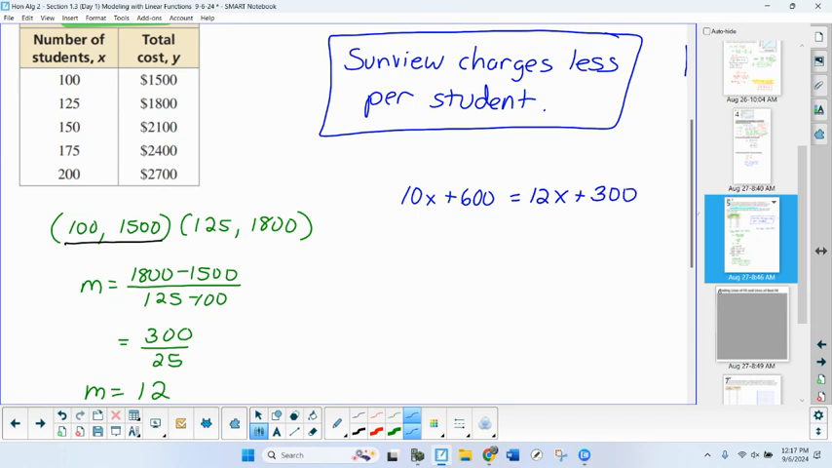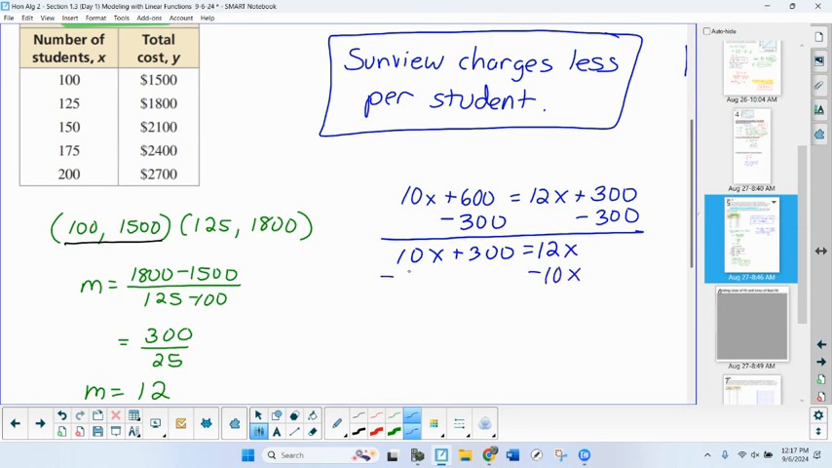And we solve this. So what am I going to do to solve this one, McKenna? 10x plus 600. Oh, you already did that. You have to subtract 300. Okay, she's doing it differently than I would, but it still works. Subtract 300. And then subtract 10x. And then what do you get? 300 equals 2x. Okay. And then you divide by 2 and then get x equals 150.